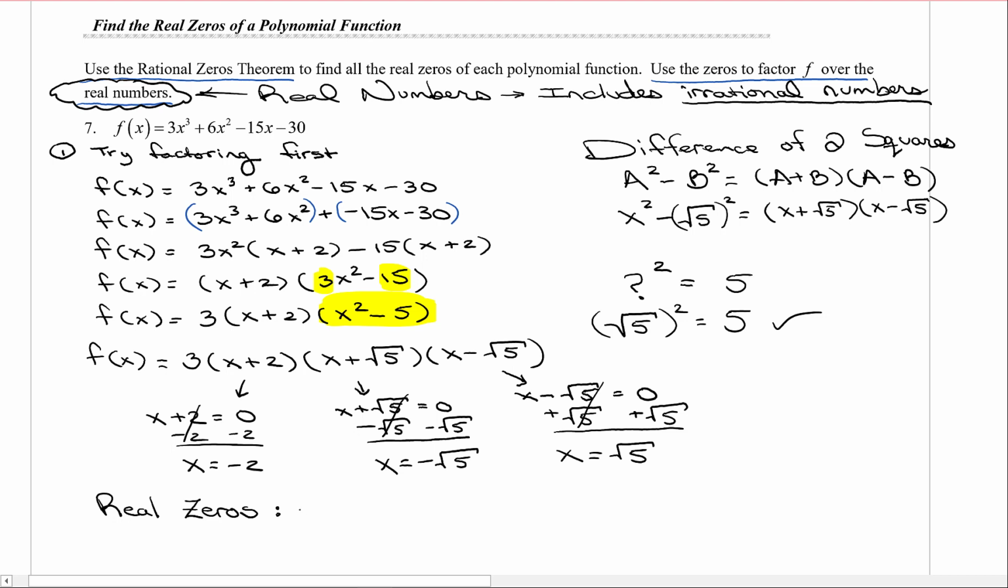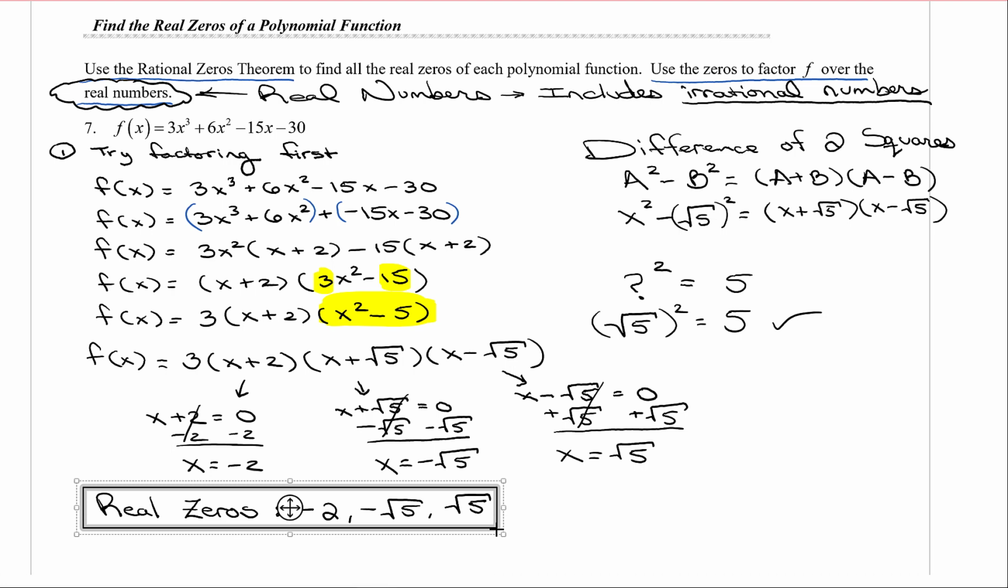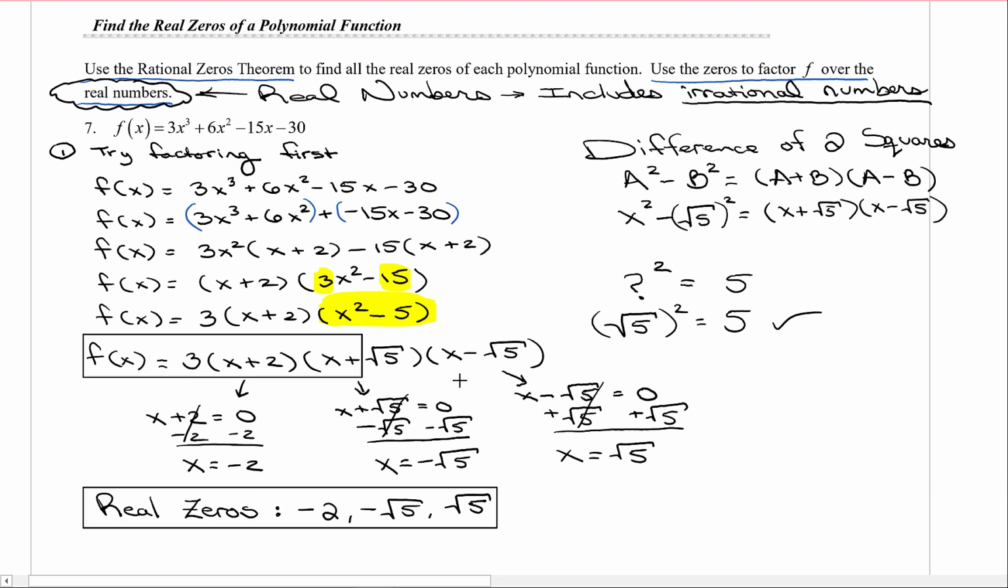Real zeros are going to be, we got -2, we got negative square root of 5, and we got positive square root of 5 for our real zeros. So we're going to box that in. And I'm also going to box in the factored form of f of x because they were also asking us to factor f over the real numbers. So I want to make sure I also box that answer in as well. Okay.